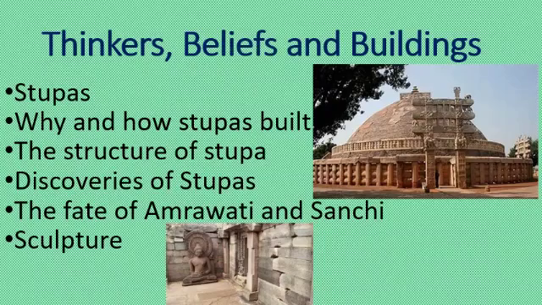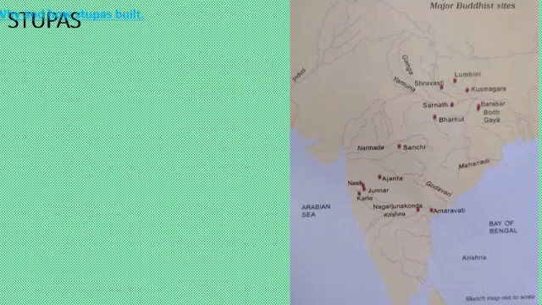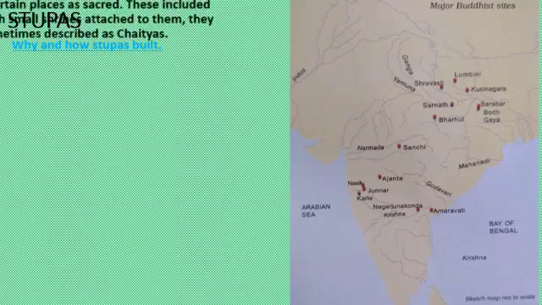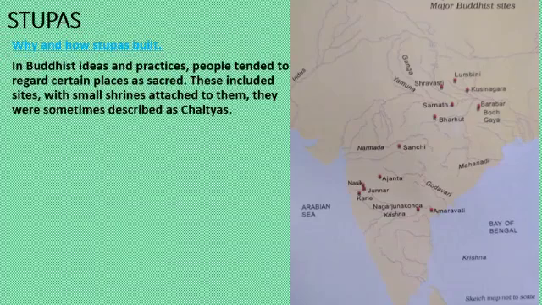What is the chapter? Thinkers, Beliefs, and Buildings. Okay, we start here with stupas. Firstly, we'll try to understand why and how stupas were built. I have given you this map also, and we will use it for understanding. So, first of all, we are trying to understand the Chaityas. Chaityas are basically stupas. Smaller stupas are known as Chaityas. When they become bigger in size, they are called stupas. But it is not enough. We have to know more about the stupas.